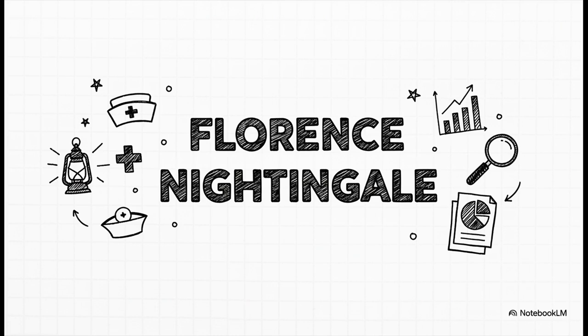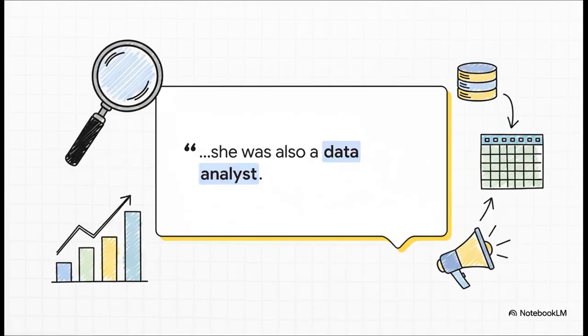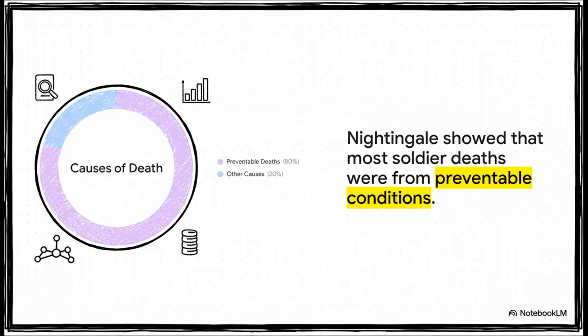You've probably heard the name Florence Nightingale, but I bet you don't think of her as a data analyst. Yep, it's true. More than 150 years ago, during the Crimean War, Nightingale was doing more than just nursing. She was actively using data to save lives. She saw that a staggering number of soldiers were dying, and she needed to understand why. And what she discovered was absolutely shocking. Most of the soldiers weren't dying in combat. They were dying from preventable diseases because of terrible sanitation.